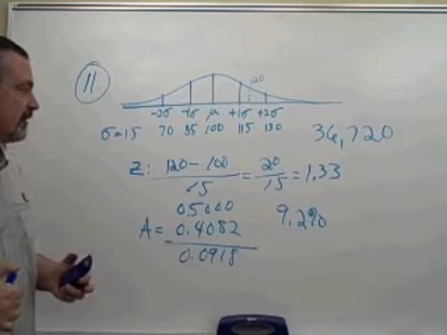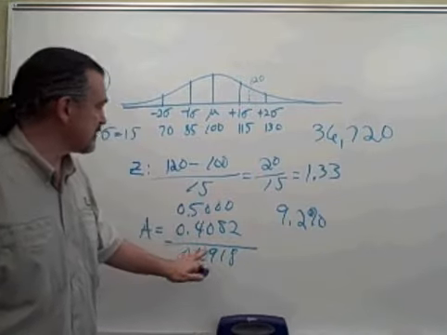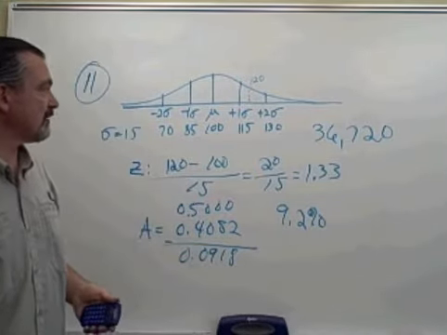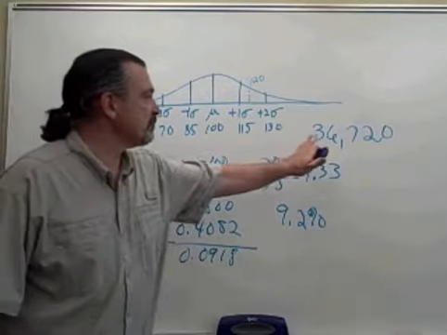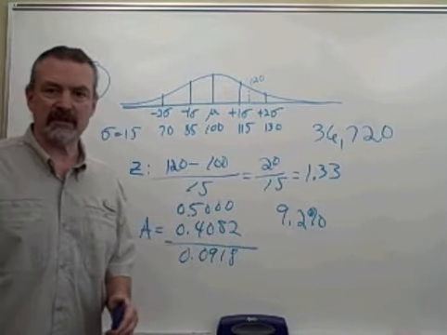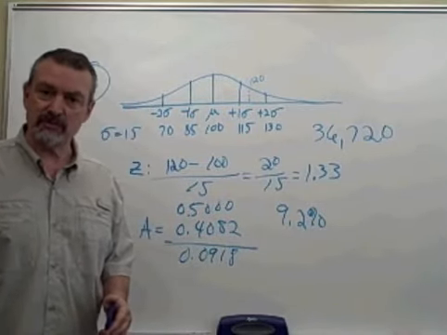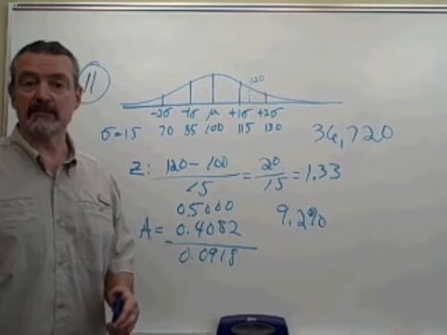So out of the 400,000 graduating seniors, 9.2% of them having IQs greater than 120 would give us a pool of 36,720 students from which to choose, from which to recruit to come to our college.